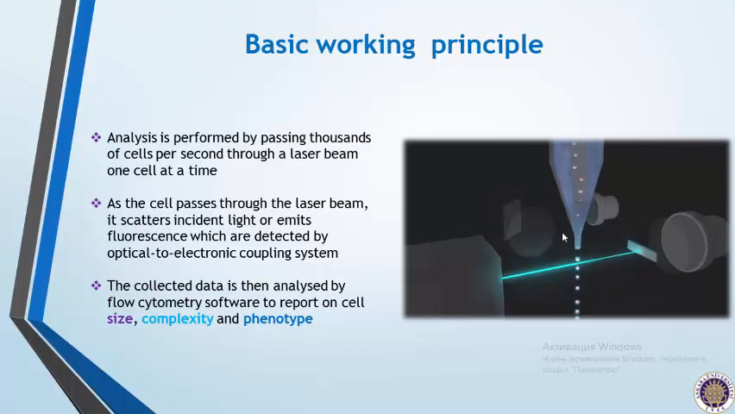The basic working principle relies on passing thousands of cells per second through the laser beam, one cell at a time. As cells pass through the laser beam, they scatter the incident light or emit fluorescence, which can be detected by an optical to electronic coupling system. The data can then be analyzed statistically by flow cytometry software to report on cell size, complexity, and phenotype.